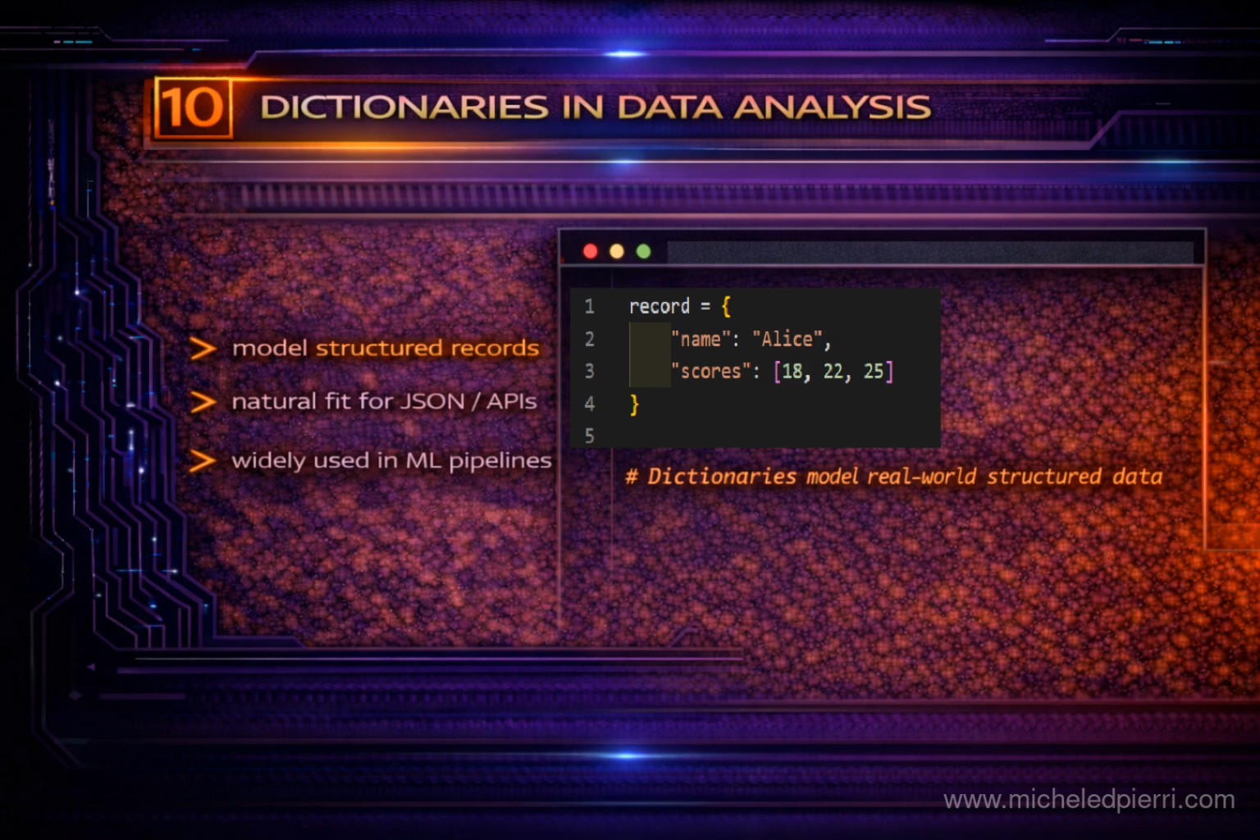On the right, the record variable is a compact example of a structured observation, a name field and a scores field that holds multiple values. The important pattern is labels on the left, values on the right. You can read it almost like a form. And once data is in this shape, it's easy to pass it around, store records in a collection, convert to JSON, or feed the fields into downstream steps in a data or machine learning pipeline.